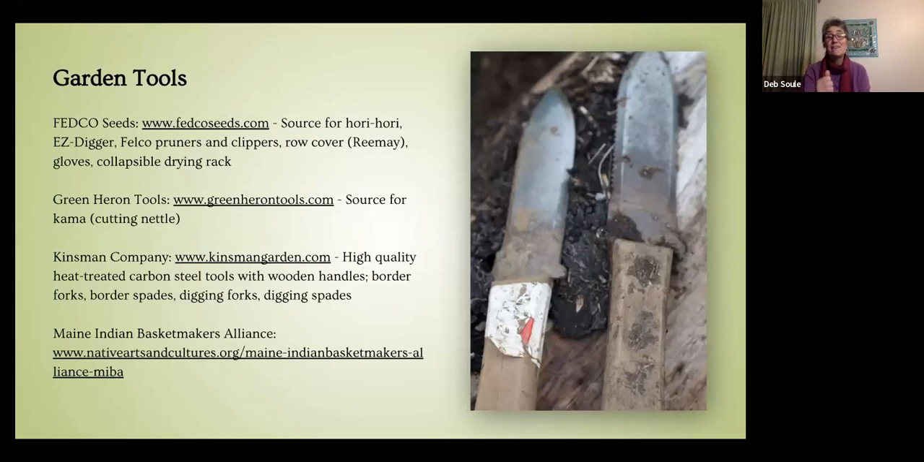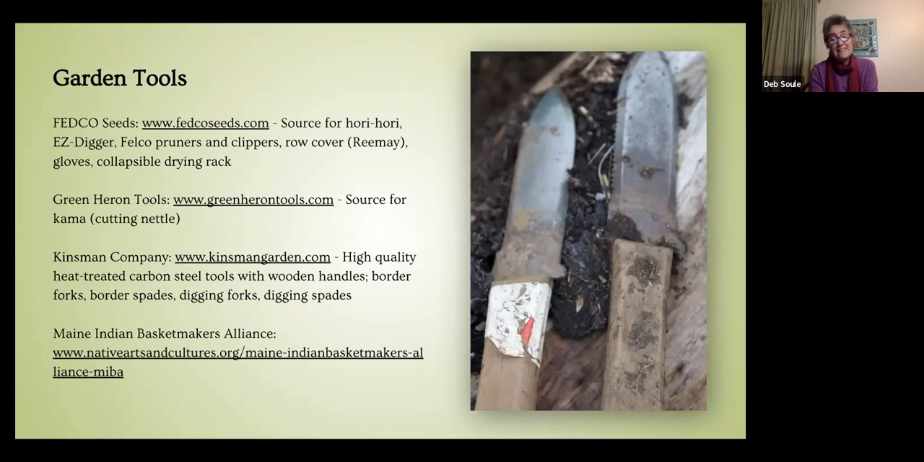They're one of my favorite tools, both for weeding around established plants and as I'm starting to transplant seedlings. I oftentimes will use the hori to help make a beautiful place for me to place the seedlings in. And I've also given you here the Maine Indian Basket Makers Alliance, where I live.